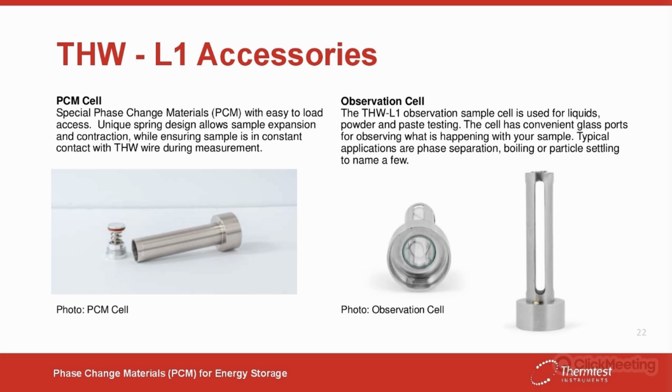Another cell that can be used is the observation cell, where the user can see the changes of the sample while the temperature is changing or over time. So if the user wants to see how the sample is solidified at lower temperature, it's easy to observe it. And also, if there are any particles inside that can sit on the bottom of the cell, it's also very easy to notice.